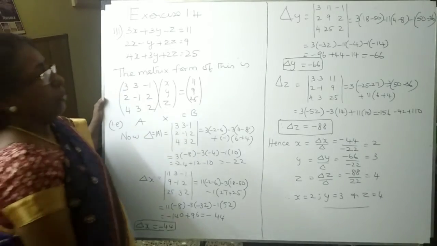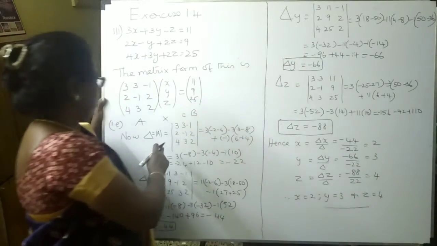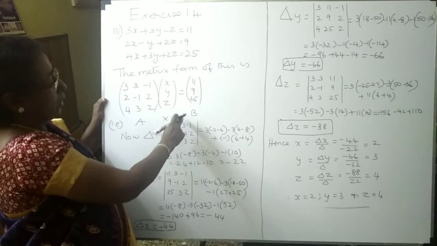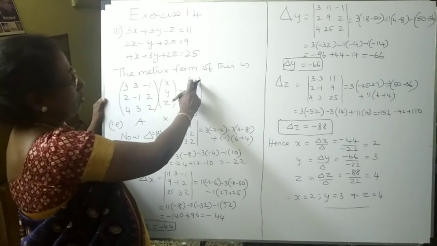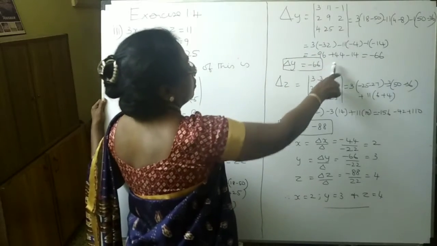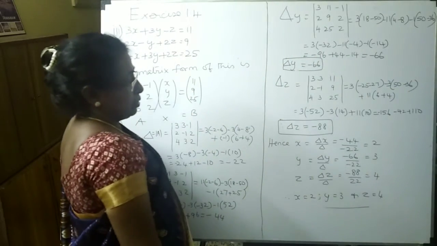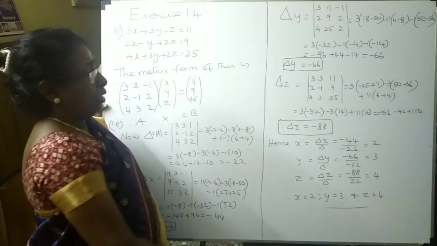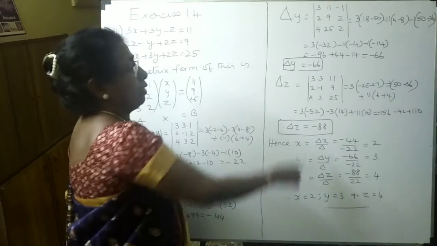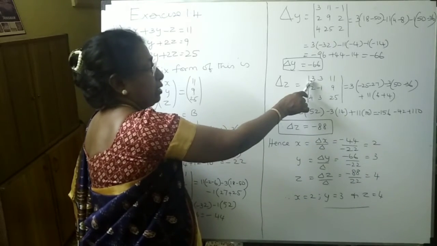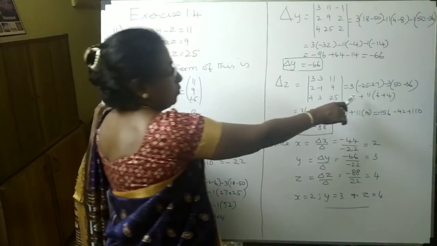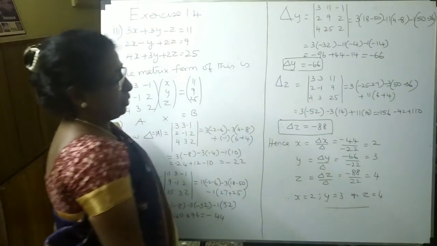Then delta y. To find delta y, in the determinant, you replace the y column 3, minus 1, 3 by the constants 11, 9 and 25. You get delta y. Expand this determinant, you get the value to be minus 66. Now to find delta z, replace z by the constant values 11, 9 and 25. Rewrite the x column and y column as they are. So expand this determinant, you get the value minus 88.